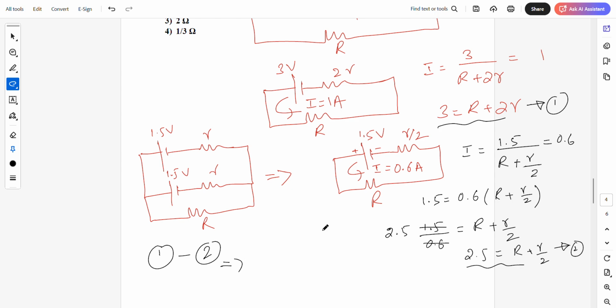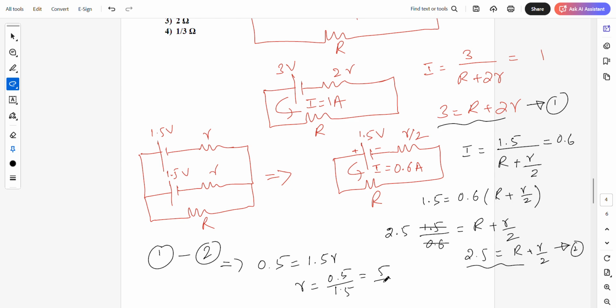1 minus 2, what? 3 minus 2.5, how much is that? 0.5. R gets cancelled. 2R minus R by 2 is how much? That is 1.5 R. Right? Therefore, R is equal to 0.5 divided by 1.5.